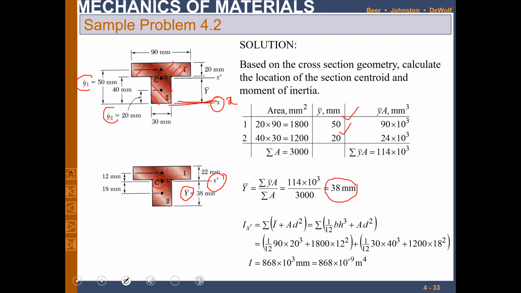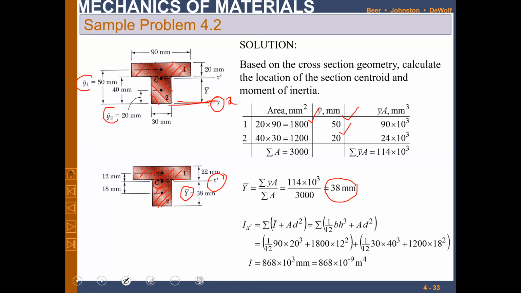Fine. So there are two shapes now: shape 1, shape 2, and shape 1 again. For shape 1, I is equal to bh cubed over 12, where b is 90 and h is 20, plus A times d squared. The area is again 1800, multiplied by 12 squared. 12 is the distance from the centroid to the center of this shape.